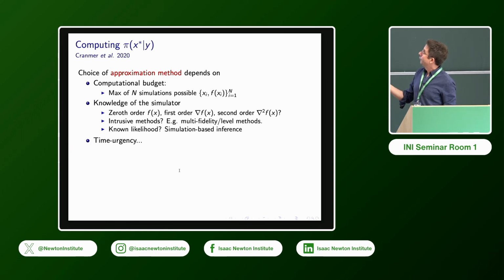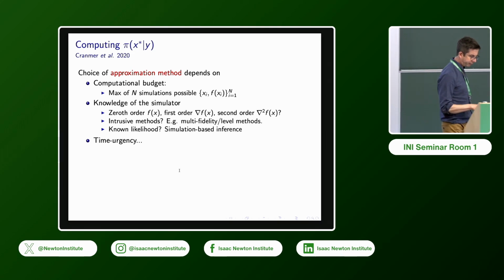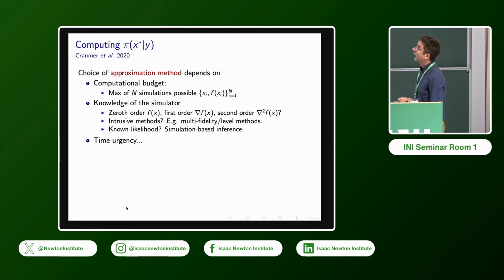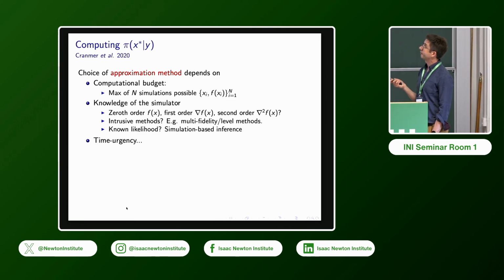And there's a nice review paper by Carl Cranmer and co-authors from 2020 that covers a lot of exciting new directions. It's obviously 5 years out of date now, which is an eternity in machine learning. But at the time, lots of exciting new directions. And the choice of method is obviously going to depend on our simulator in some way.